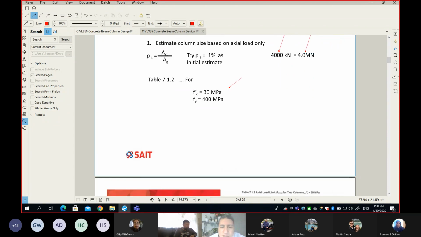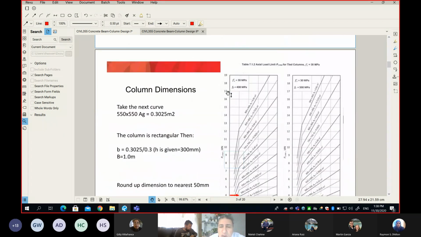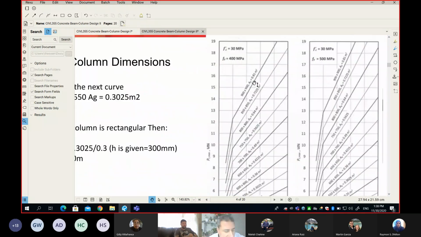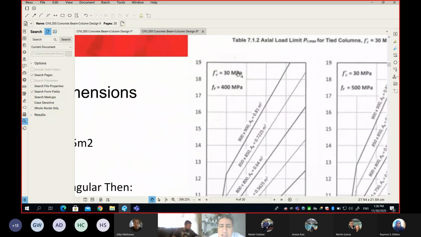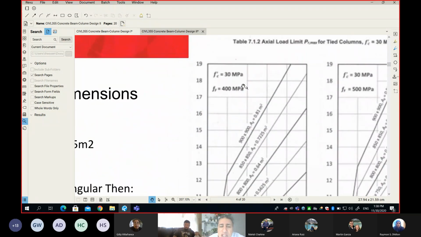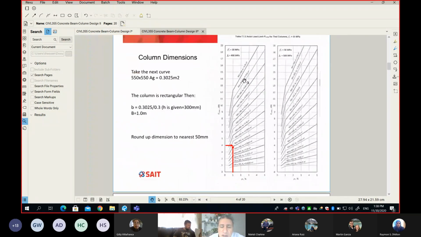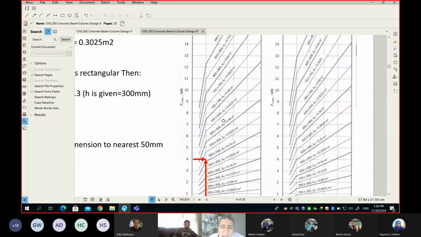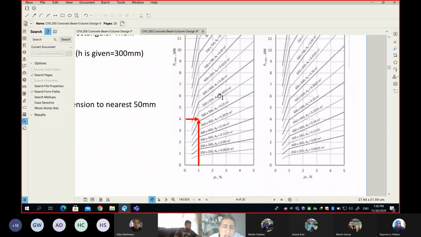You must pick the one that corresponds to your fy and f'c. So here we go. I have chosen this one. You can tell from my screen on the top left corner it says MPa 30, and for the steel is 400. It means this one here. Okay. Now when you look at the chart, and I've done this last class, we'll do it one more time. The chart is very simple. On the vertical axis, you need to enter with your Pu, 4 meganewton. And then on the horizontal, it's your reinforcement ratio.